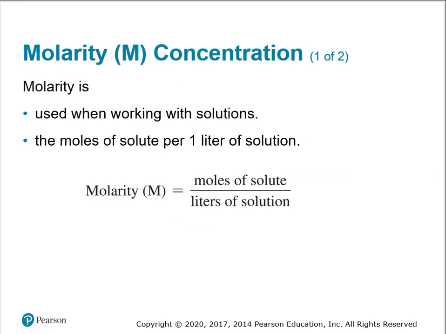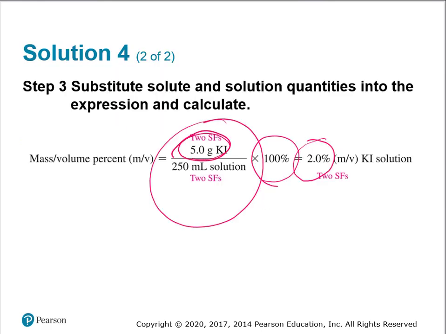And the last is molarity. Molarity is used when working with solutions, and it tells us the moles of solute per liter of solution. So we're just taking that last one a little bit further because we had grams, but we know if we have grams of anything, we can get to moles of it by simply taking that grams and finding the molar mass of KI.